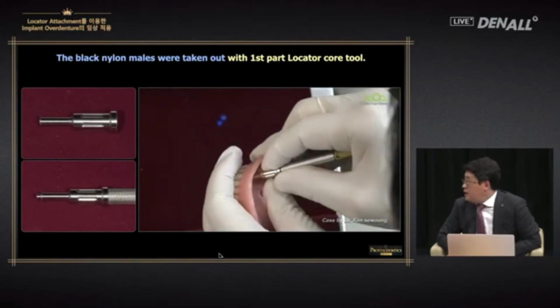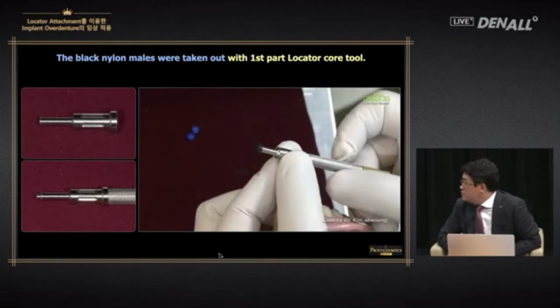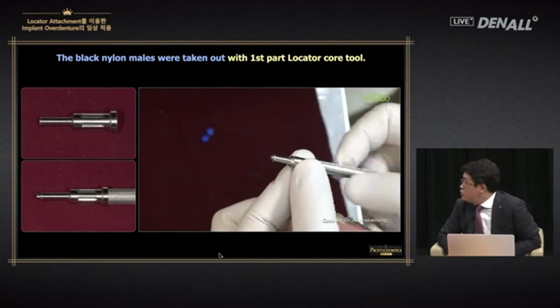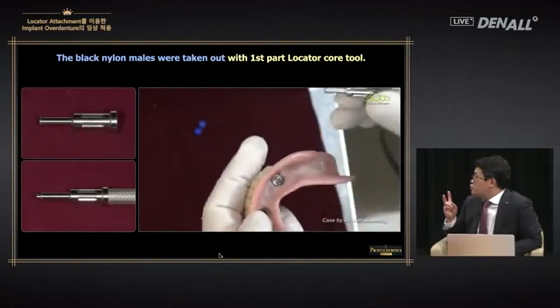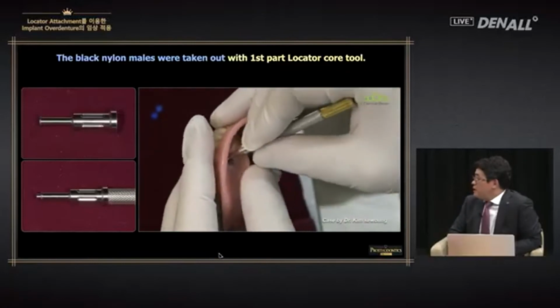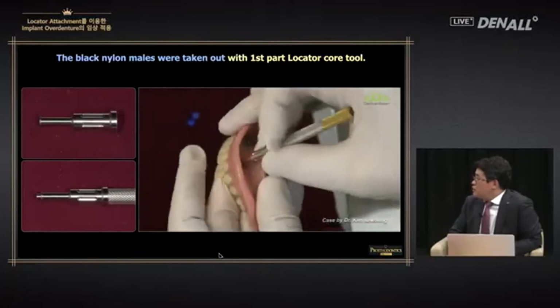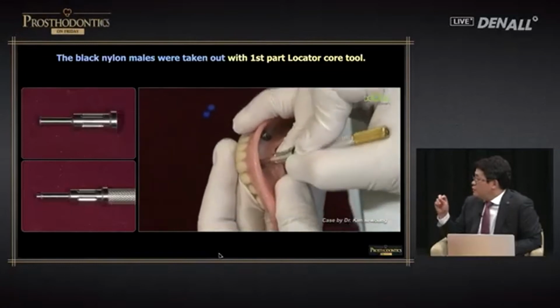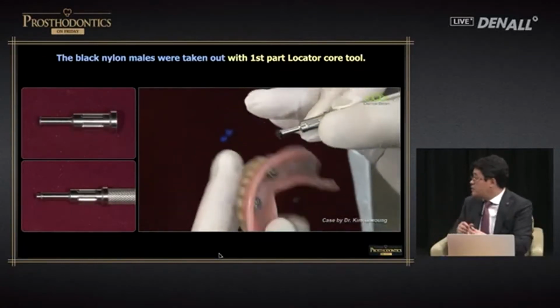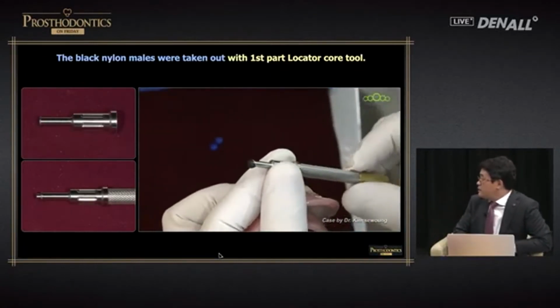The black nylon male is now being removed. The middle part of the locator core tool, you can use the middle one to remove it very easily. As you remove it, if it's stuck, you can remove it using the back portion as shown in the video.